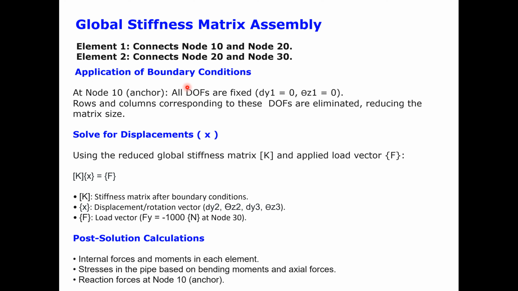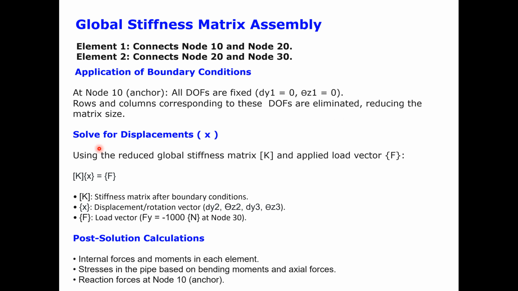After applying the boundary conditions, we can reduce the global stiffness matrix. Like at node 10, which is an anchor, all degrees of freedom are fixed. It means dy at node 10 is equal to 0, and even rotation theta z at node 10 is equal to 0. So rows and columns corresponding to these degrees of freedom are eliminated, reducing the matrix size.